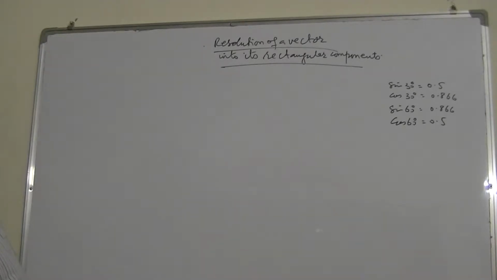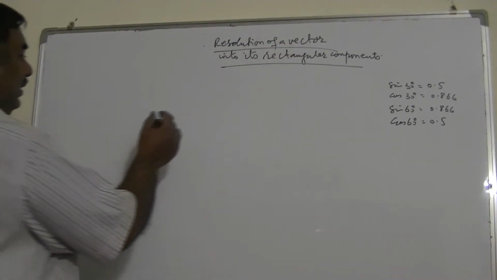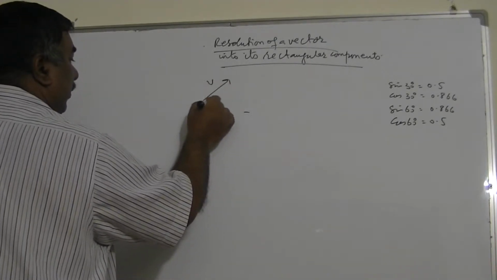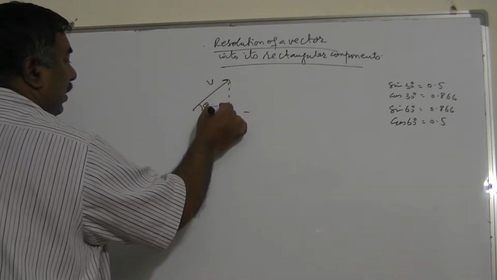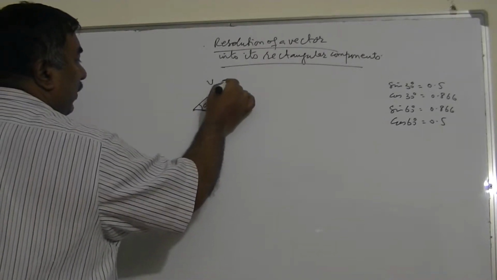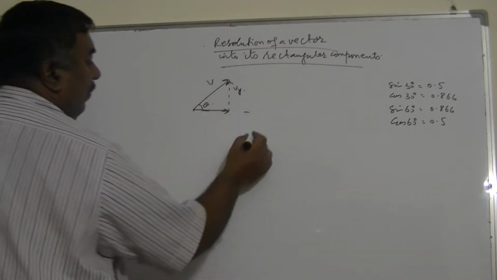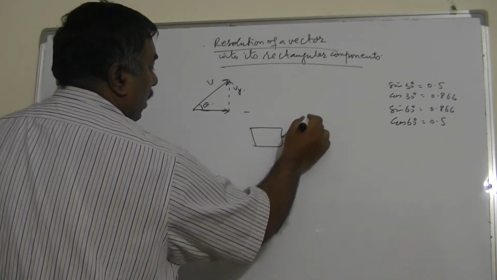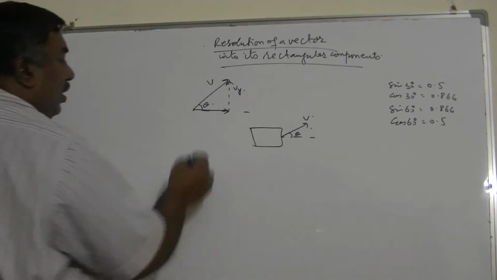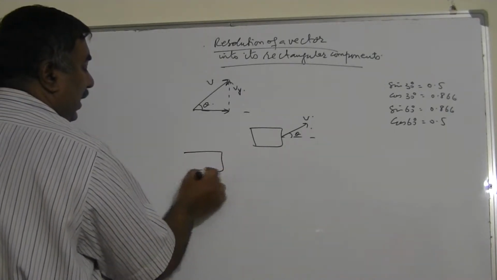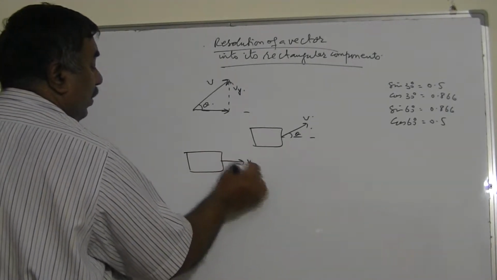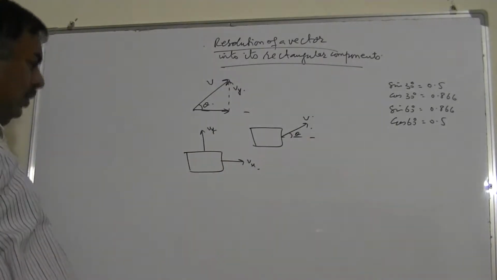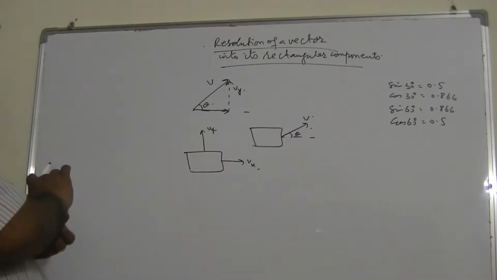First of all, what are the rectangular components? If a vector V is given like this, with this angle theta, then this one is the x component and this one is the y component. If I want to resolve this vector V at angle theta into rectangular components, what is the x component? This one is the x component, and this is the y component. The x component can be on this side and the y component downward also for some vectors, but these are the x and y components.